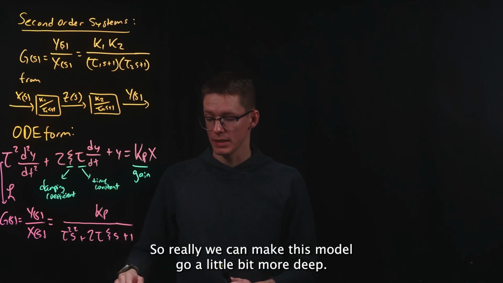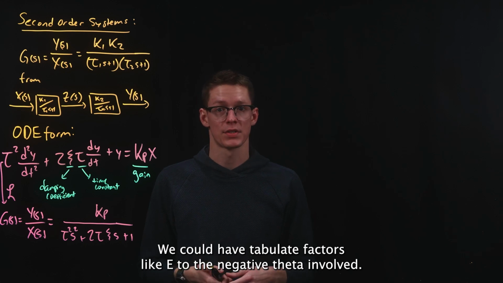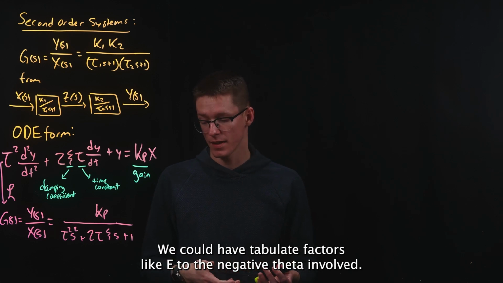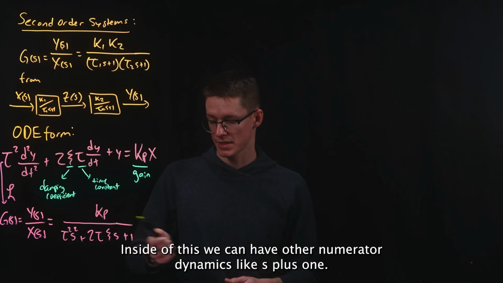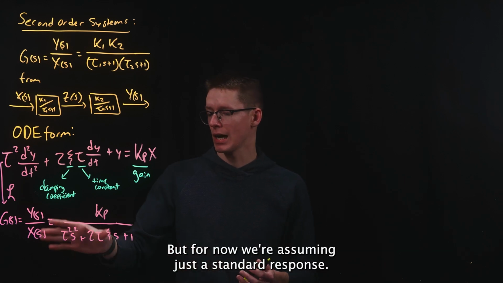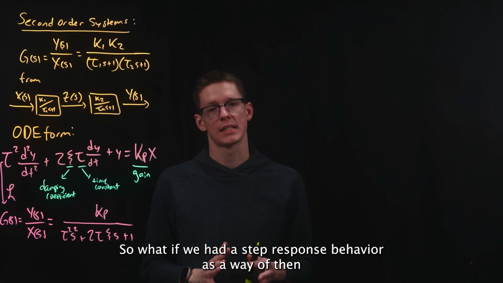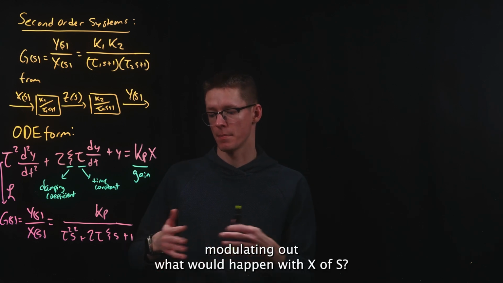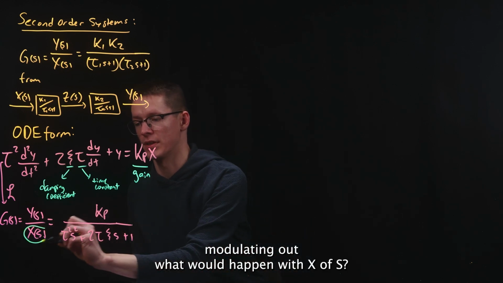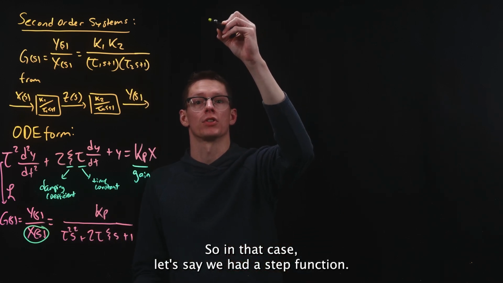So really we can make this model go a little bit deeper. We could have time delay factors like e to the negative s theta involved inside of this. We can have other numerator dynamics like s plus 1, but for now we're assuming just a standard response. So what if we had a step response as a way of modulating what would happen with x of s? In that case, let's say we had a step function.